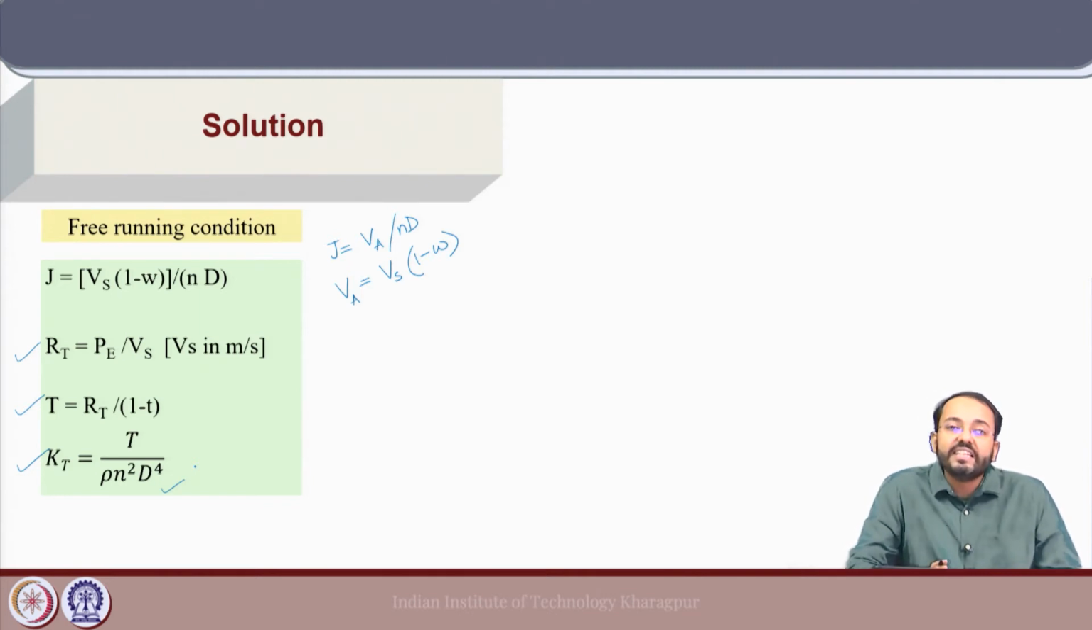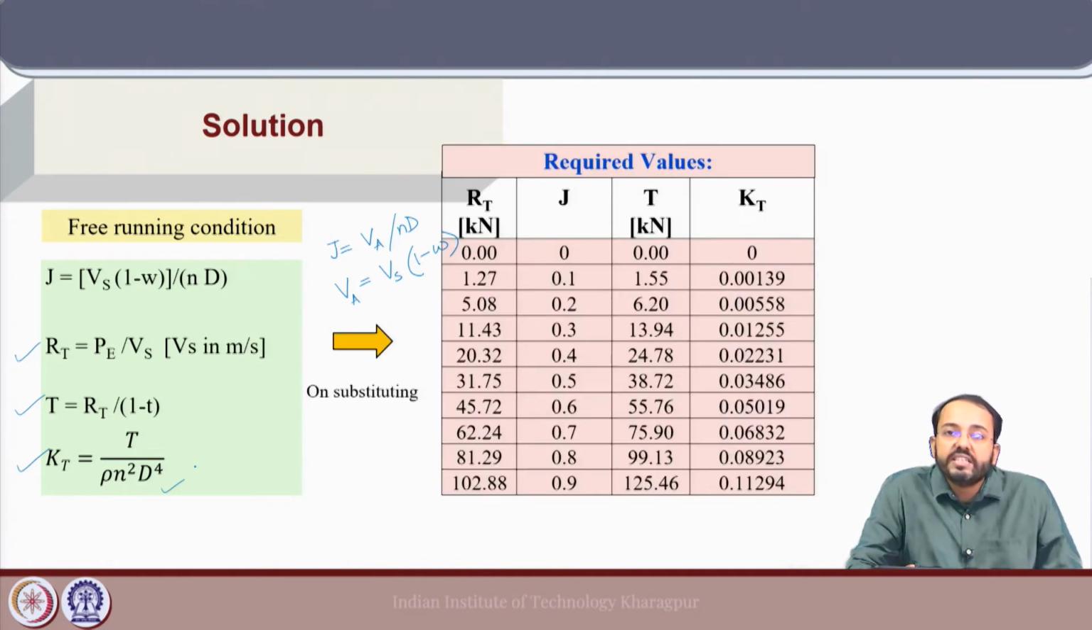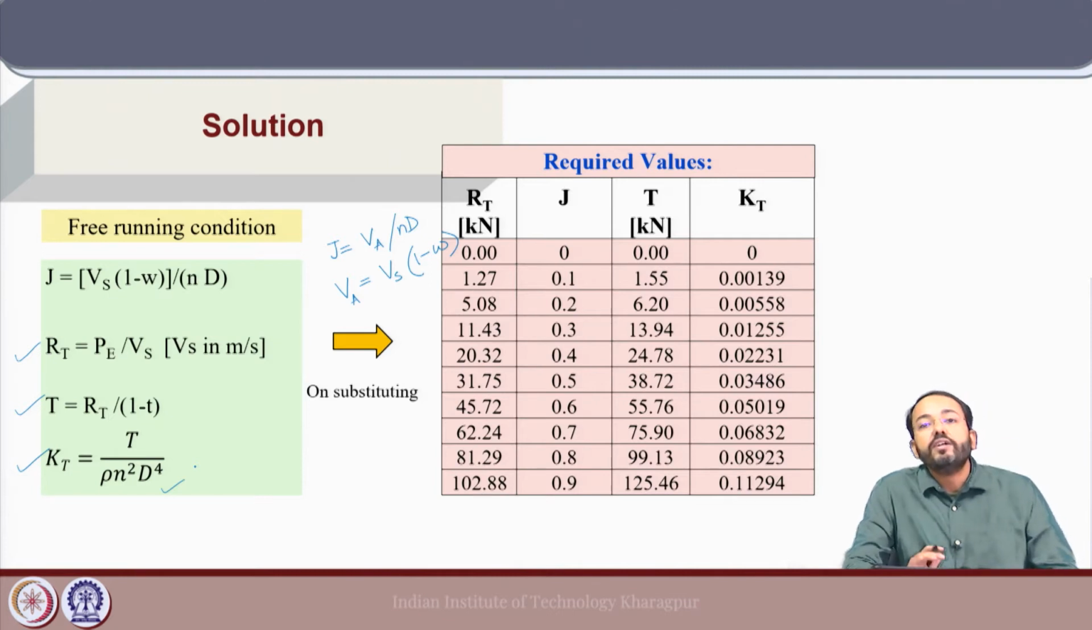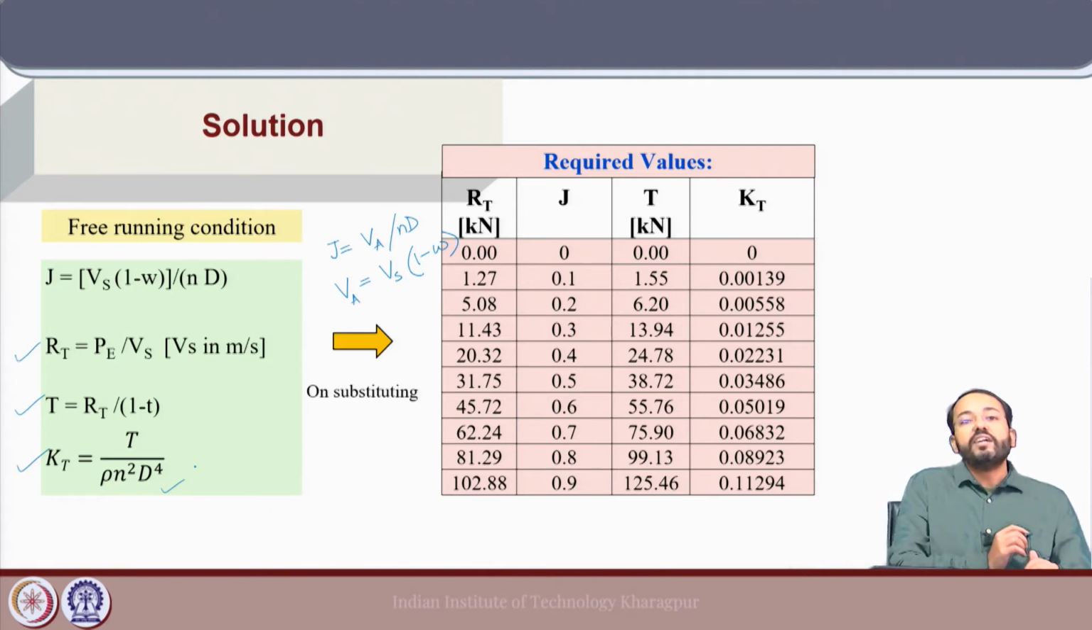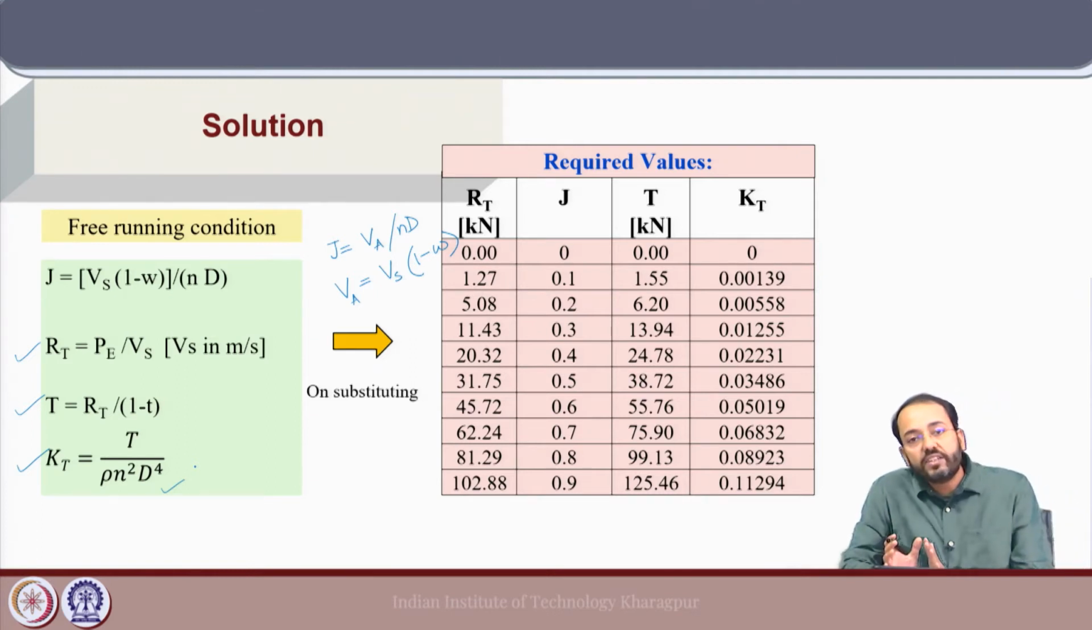Now, this is the requirement of the tug from the point of view of its operation, and now we have to use this requirement to create a table for different values of J, so that we can get a curve of the required thrust coefficient for different values of advance coefficient J.